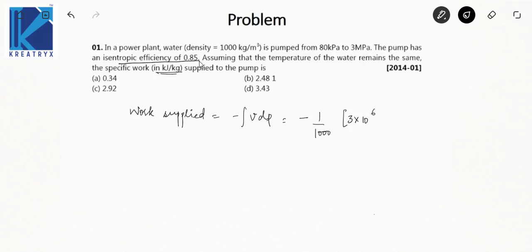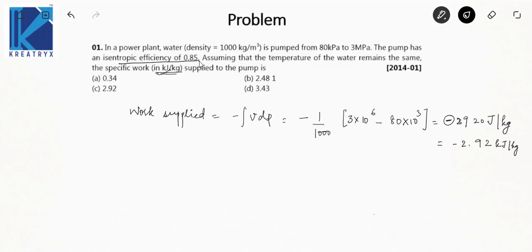3 into 10 to the power 6 is P2 minus 80 into 10 to the power 3. I will be converting it into pascals. So this gives me minus 2920 joule per kg. This negative sign indicates that work is done on the system, we have supplied work. That is minus 2.92 kilojoule per kg. Why? Because we have to find the answer in kilojoule per kg.